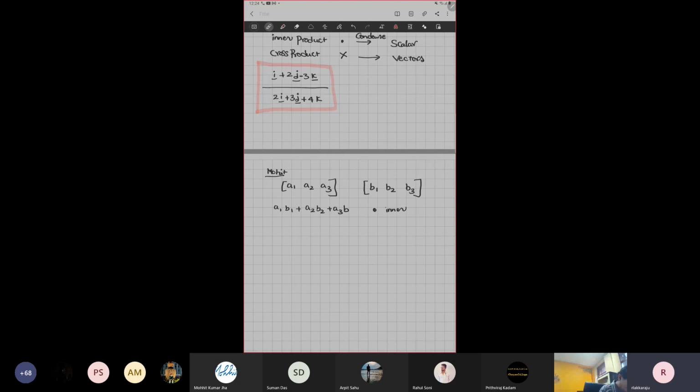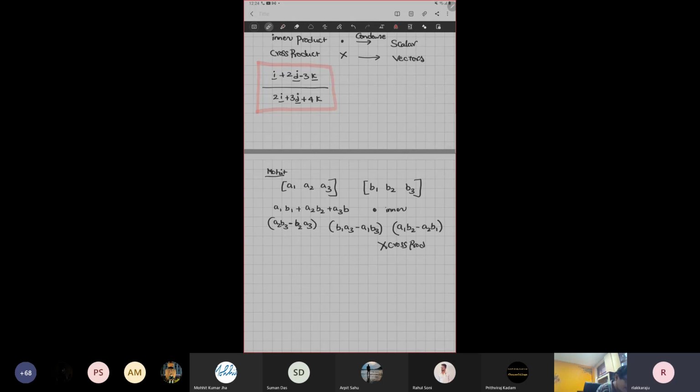If it is cross, then naturally I will do A2 B3 minus B2 A3. The second component reverses the directions, so B1 A3 minus A1 B3. The other component is A1 B2 minus A2 B1. This is what we call the cross product, right?